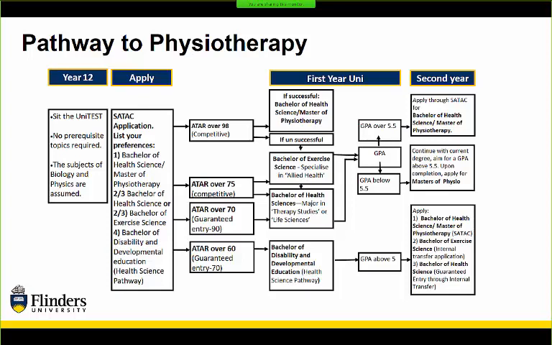Okay, so this one can be a little bit hard to understand, but just say they chose the exercise science and specialised in allied health. They worked really hard in that first year and they got a GPA over 5.5, so they did pretty well. Then they'd actually be competitive to apply to transfer into the Bachelor of Health Sciences Master of Physiotherapy. And because they would have covered some topics that you would do in the Bachelor of Health Science Master of Physiotherapy in that first year of study, they actually wouldn't need to repeat them, so you would get some credit for that study.